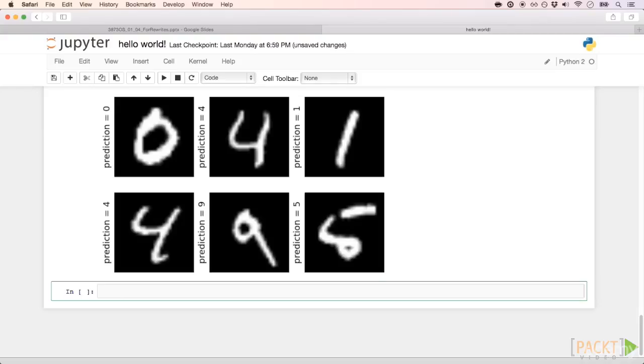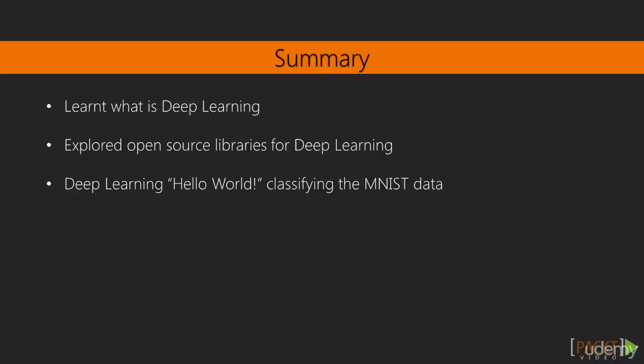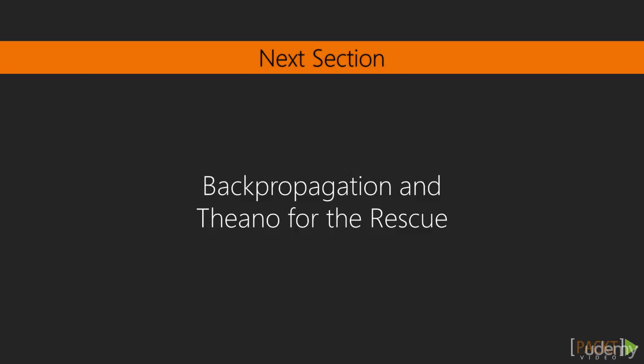And this ends our coding section. In this section, we learned what is deep learning. After that, we saw a few open source libraries to do deep learning with Python. And finally, in this last video, we did some coding in our first Hello World deep learning example with the MNIST dataset. Then in the next section, we will start going into details of how things work behind the scenes with backpropagation and Theano to the rescue.